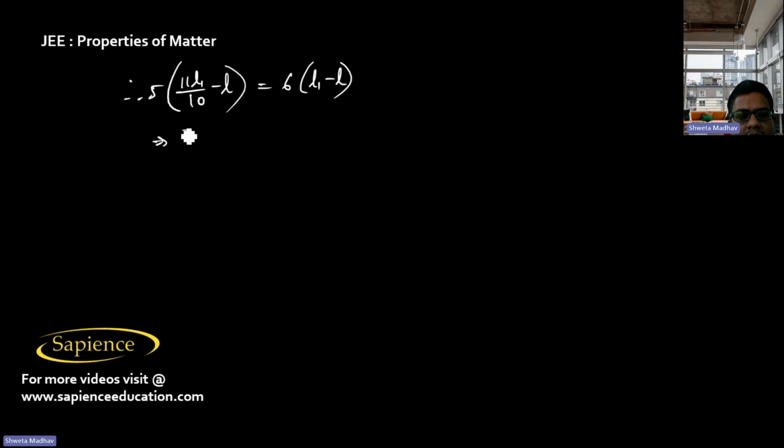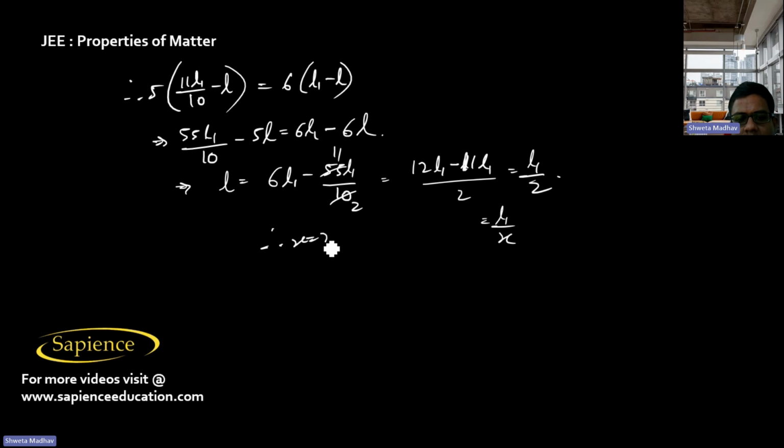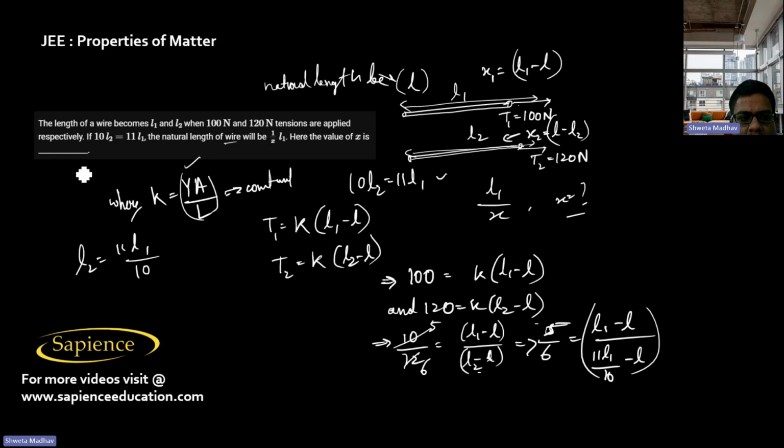So this will be 55 L1 by 10 minus 5L is equal to 6L1 minus 6L. So this will be 6L minus 5L, that is L, which is the natural length, equal to 6L1 minus 55L1 by 10. So this will be 12L1 minus 11L1 by 2, which is equal to L1 by 2. So L is equal to L1 by 2, which is given as L1 by X. So therefore X will be equal to 2. So 2 is the answer.